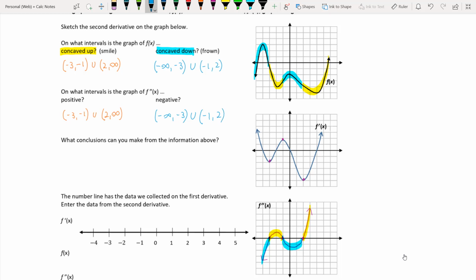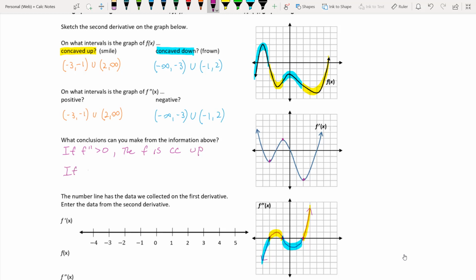All right, so the conclusions, I hope, are somewhat obvious here. Okay, if f double prime is, we'll start off with positive, greater than 0, then f is concave up.